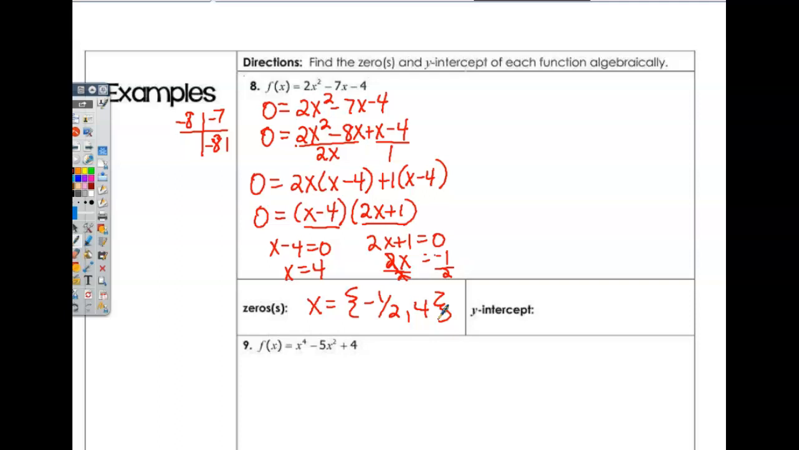The y-intercept, we do f of 0. So if you look at the original equation, friends, if I put a 0 here and a 0 here, what happens? These cancel out. What does it leave me with? -4. I get 0, -4.